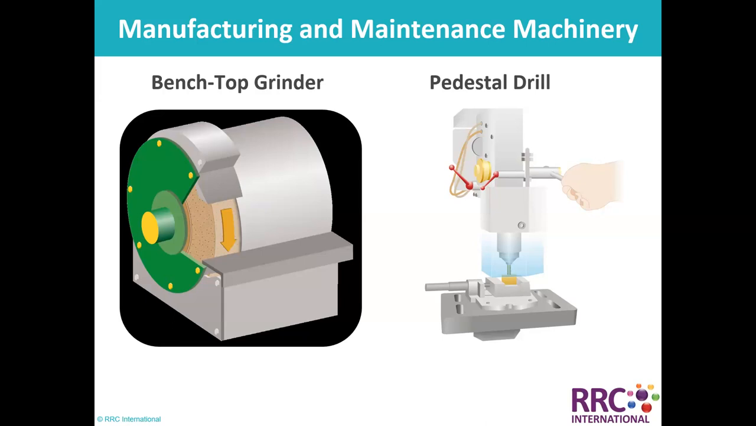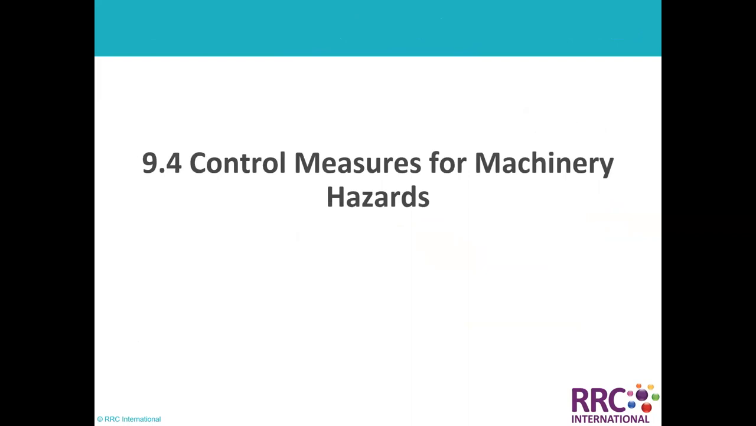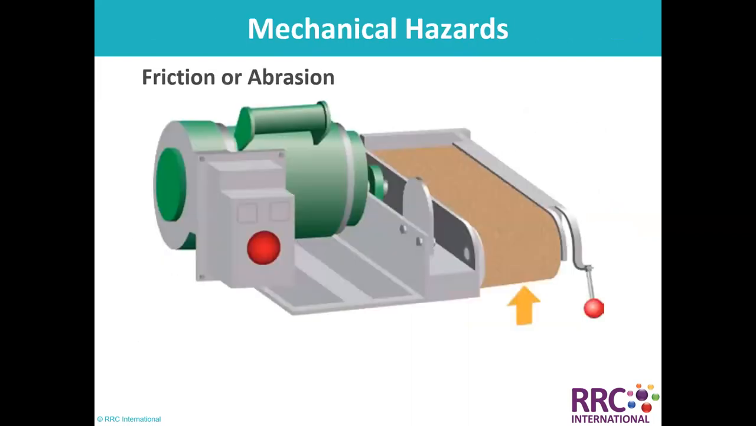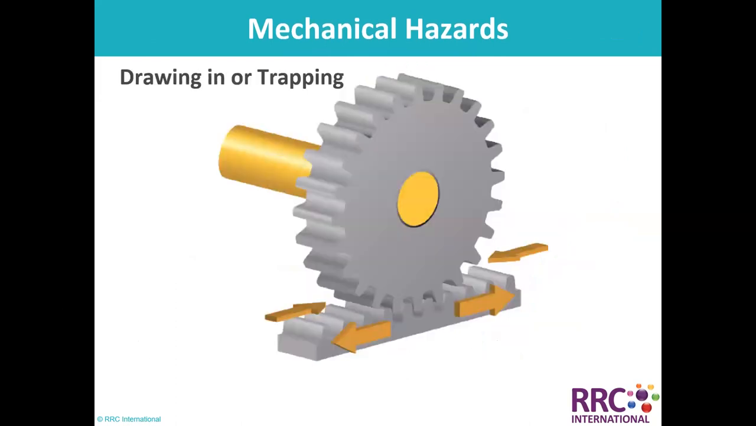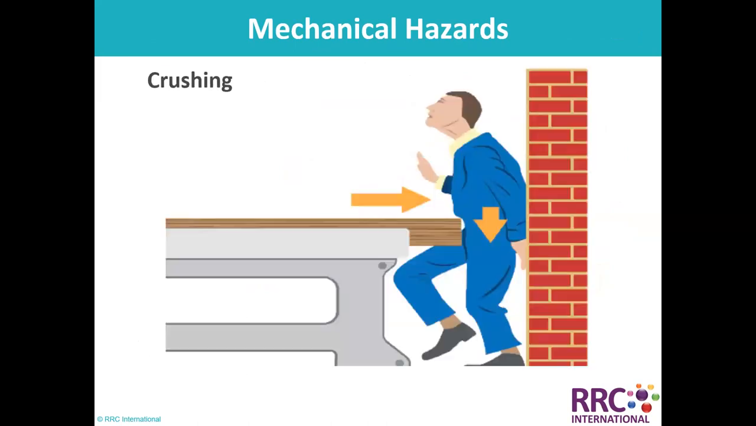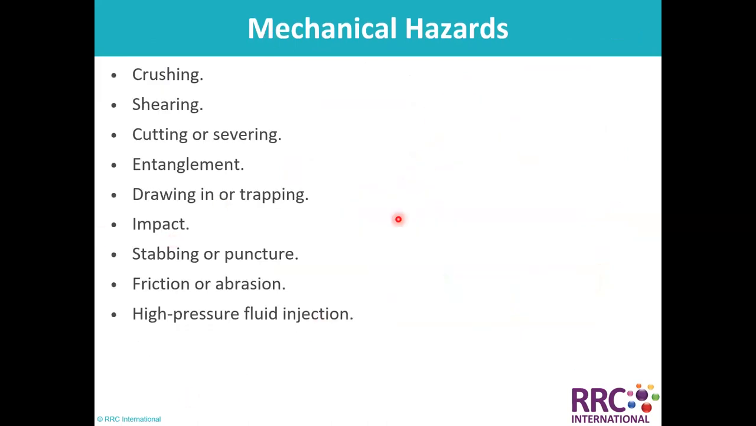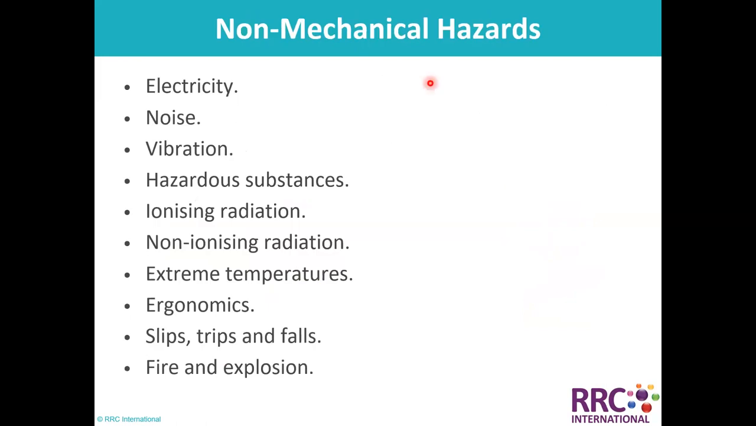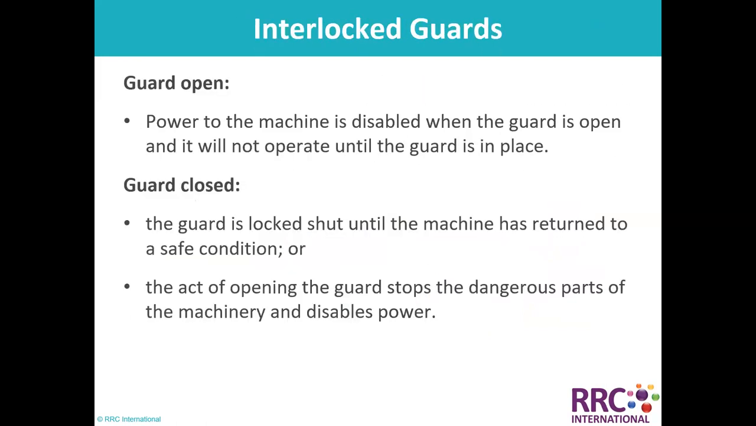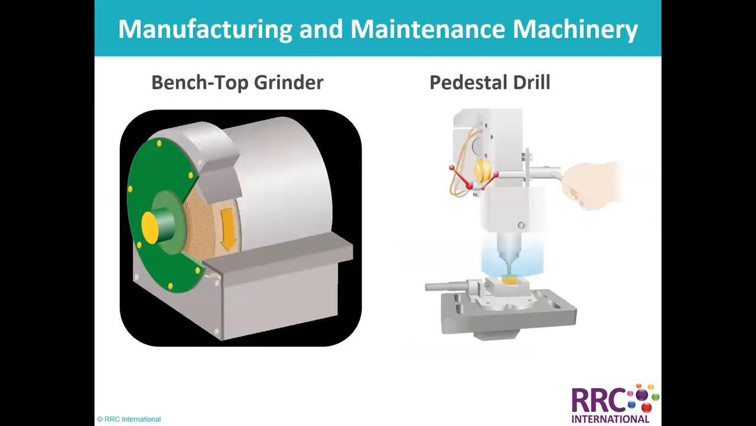What are the mechanical hazards? These are the mechanical hazards: friction or abrasion, stabbing or puncture, impact, drawing in and nipping in, entanglement, cutting or severing, shearing, crushing. These are basically mechanical hazards. I am asking only about the mechanical hazard. Now, use this slide, and also this one for non-mechanical hazard. Identify what are the mechanical hazards for the bench top grinder.